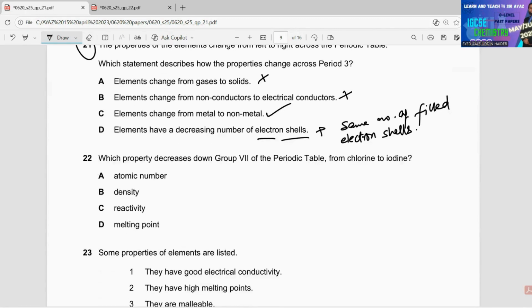Which property decreases down group 7 of the periodic table from chlorine to iodine? From chlorine to iodine, which property decreases? To me, it's the reactivity that decreases. Atomic number increases. Density increases. Reactivity decreases. What about the melting point? It increases. So we have only one property that decreases. So C must be the right answer for 22.